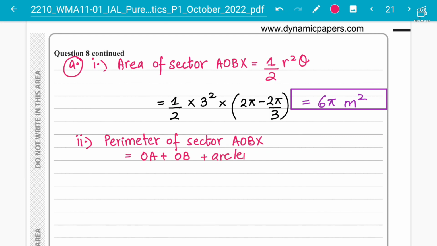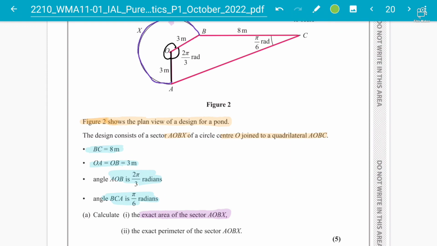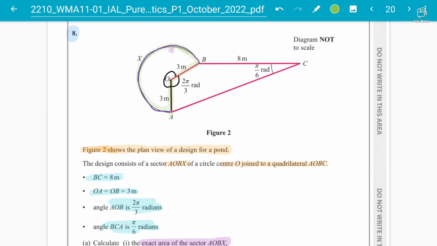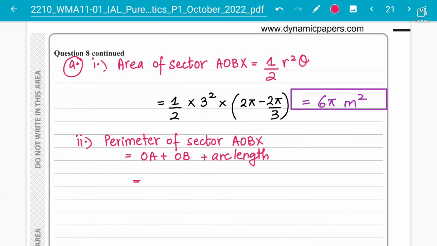Make sure you write these things so the examiner will understand that you have the concepts, you have the knowledge already. So I'm doing the highlighting thing here, that OA and OB and this part, all students, will be the perimeter of the sector. So it's going to be very simple, it's going to be 3 plus 3 plus the arc length. What is the formula for the arc length, sir? It's going to be radius into theta in the radians formula. So here we go, it's going to be 6 plus radius into the angle, that is 4 pi over 3.